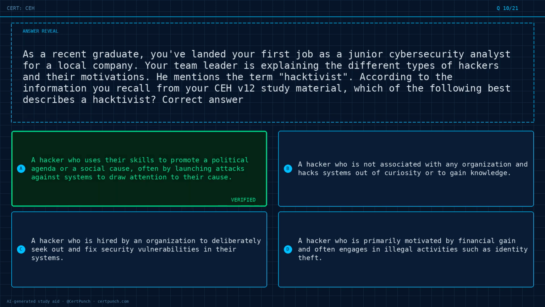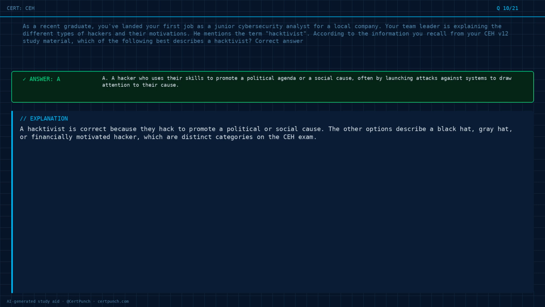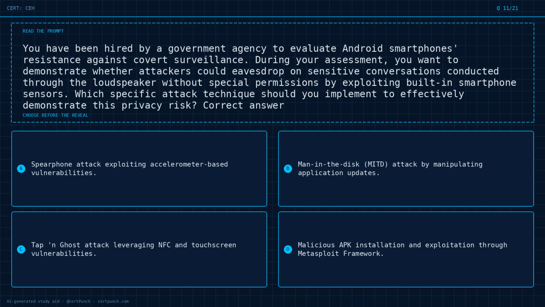The answer is option A. Exam logic. A hacktivist is correct because they hack to promote a political or social cause. The other options describe a black hat, gray hat, or financially motivated hacker, which are distinct categories on the CEH exam. Question 11 of 21.